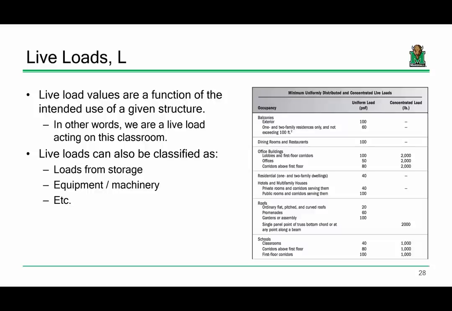So we are a live load acting on this classroom, and the live loads for a classroom are going to be different than the live loads for a hospital or a theater or an office building or what have you. And again, these are specified in things like ASCE 7. For instance, if you're designing an office building, the offices themselves are typically designed for 50 pounds per square foot. The hallways above the first floor are typically designed for 80 pounds per square foot. The lobbies and the first floor corridors are designed for 100 pounds per square foot.